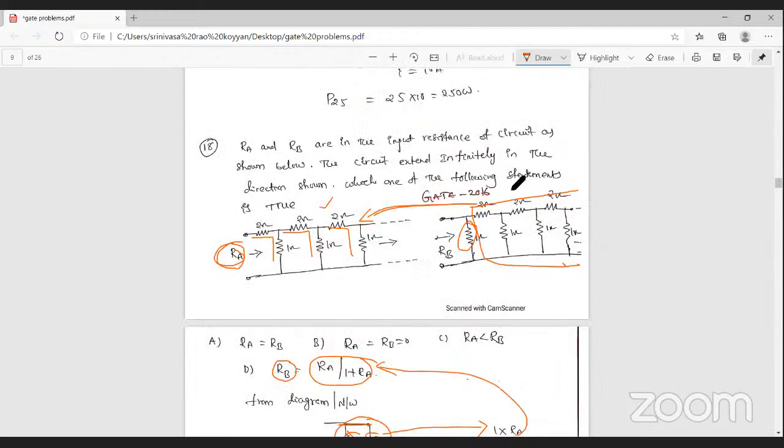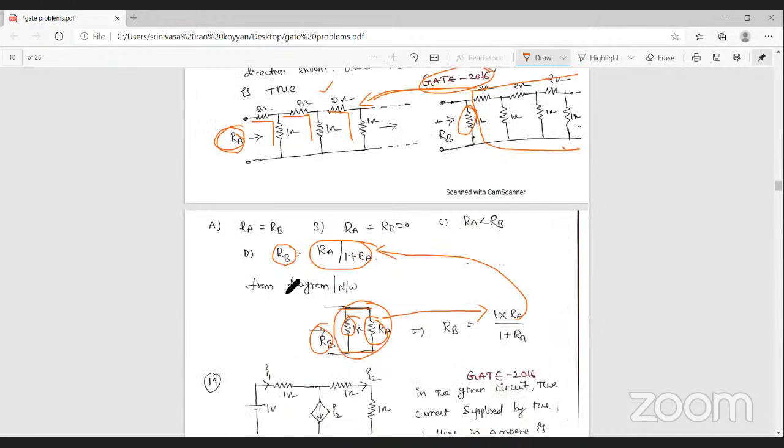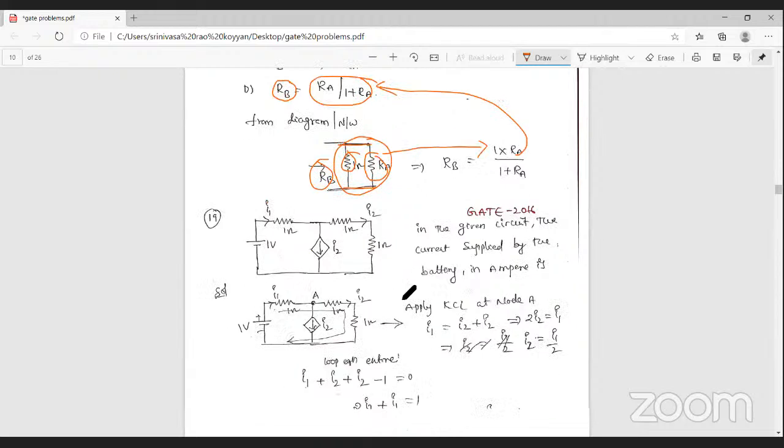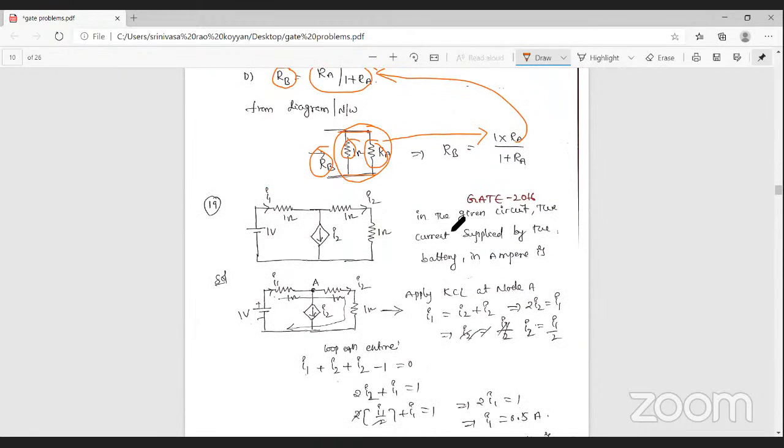Problem number 18, GATE 2016. So this is the problem. Next, problem number 19. From the given network, what is the amount of current supplied from the battery?